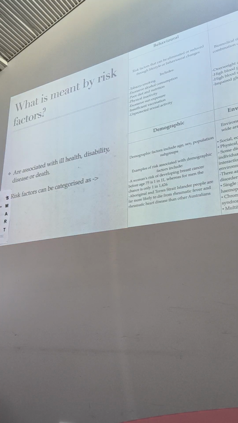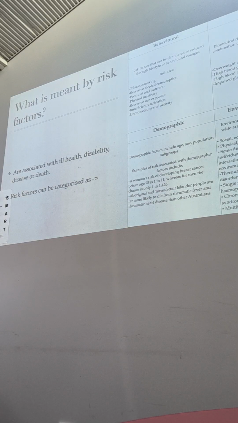There you go. Now, when I was talking about epidemiology, I was talking about risk factors. So what is meant by it? Risk factors are anything to do with ill health, disability, disease, or death. It doesn't mean it's directly connected to the disease, but something that's associated with it. Like maybe you're poorer, or maybe you live in the worst conditions.